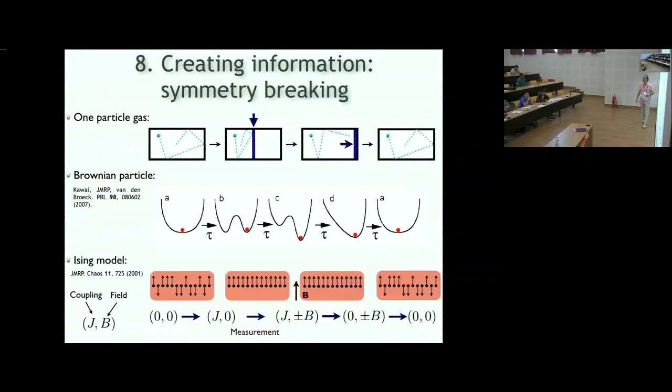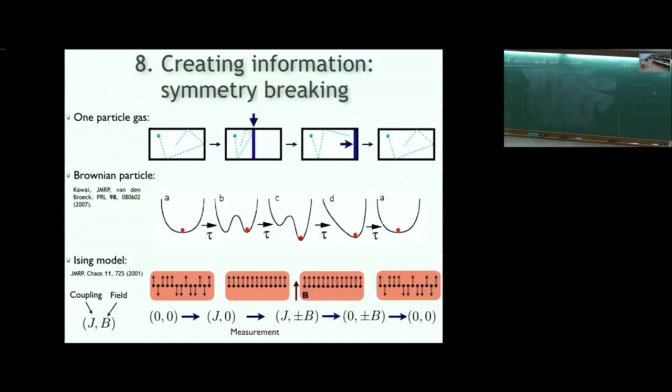You said you are considering demon and system together. Is there some external agent which is changing M to M dash?